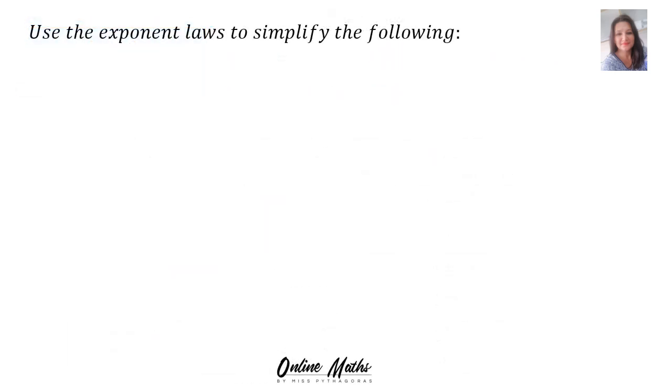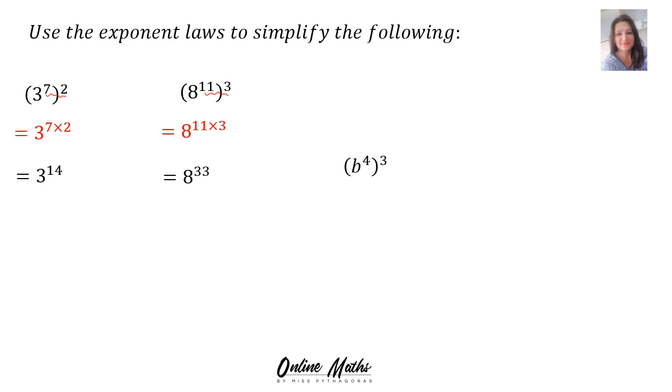Use the exponent laws to simplify the following. Now, when I give you 3 to the 7 raised to the 2, remember the bracket means 3 to the 7 times 2, which is 3 to the 14. 8 to the 11 raised to the 3, bracket means multiplication of exponents. Therefore, it's 8 to the 11 times 3, which is 8 to the power of 33.